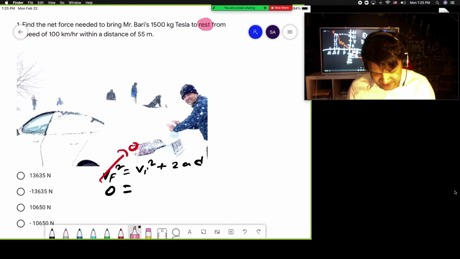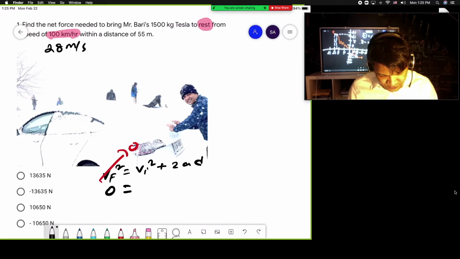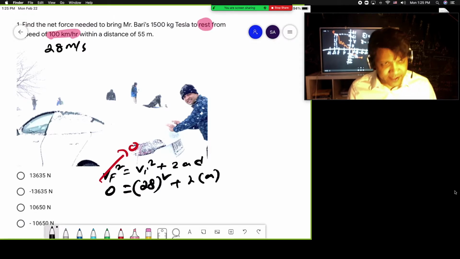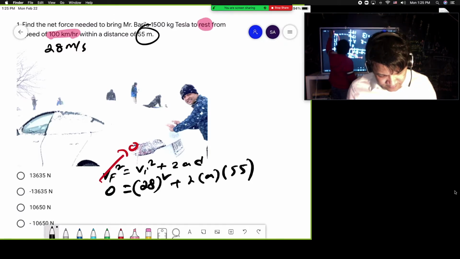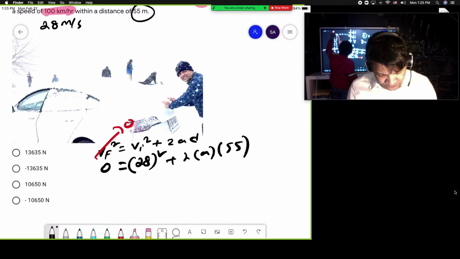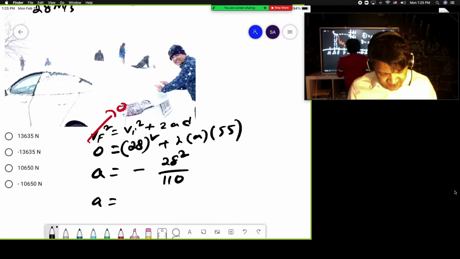So make sure you understand that 100 km per hour is 28 meter per second. So 28 square plus 2a. A is not given. A is what you need to find, the acceleration. D is given. D is 55. So acceleration is negative 28 square over 110. So acceleration is negative 7.1 meter per second square.